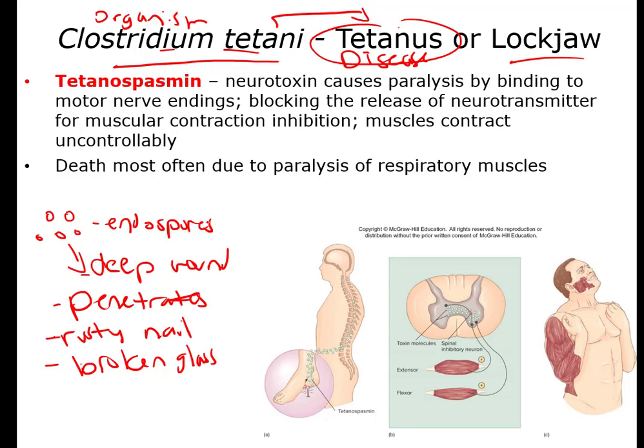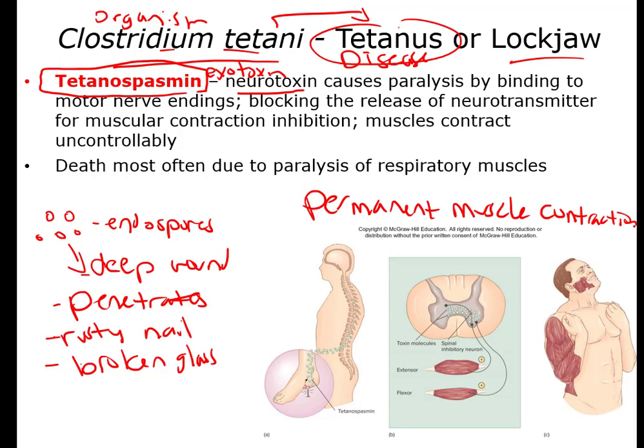Clostridium tetani releases an exotoxin called titanospasmin. So titanospasmin is the name of the exotoxin produced by Clostridium tetani. Titanospasmin is a neurotoxin. So it acts at the neuromuscular junction. And what it does is it causes permanent muscle contraction. So the muscles cannot relax. They stay stiff. And that's why they often call it lockjaw, because one of the first signs is that the mouth almost has this permanent grin because the patient can't relax their jaw.